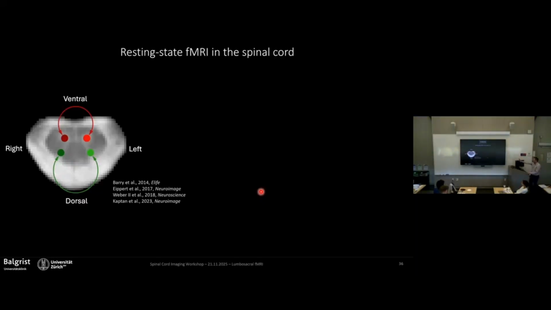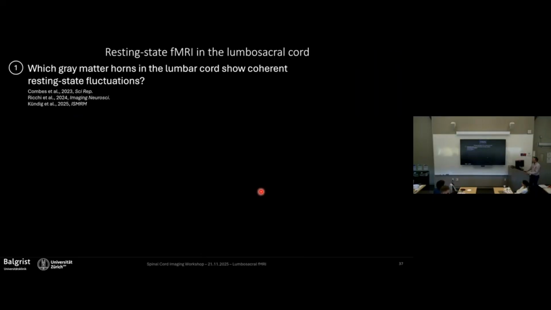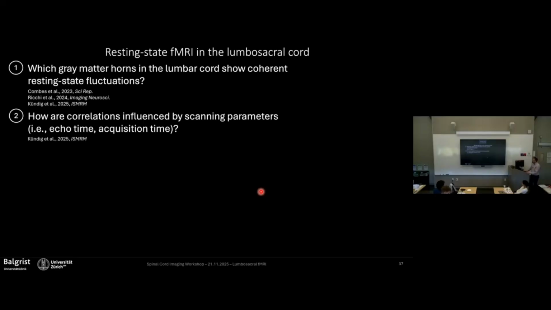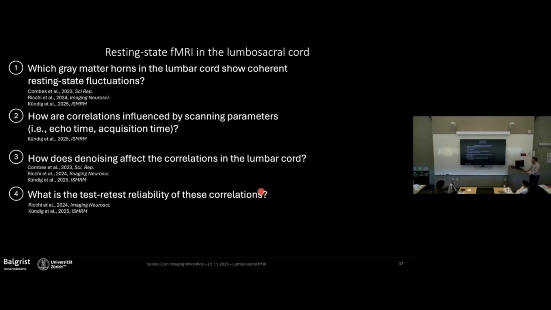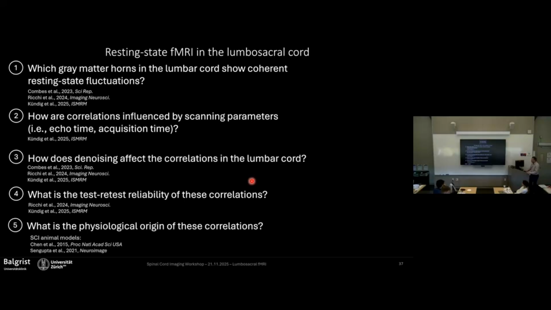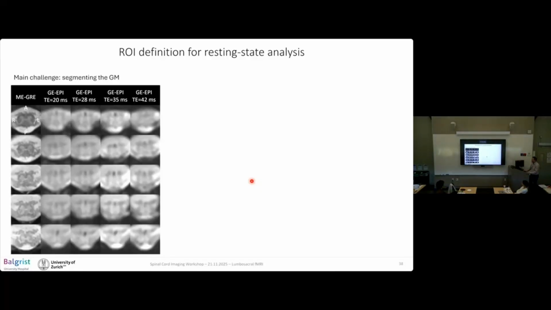So I think I'm just going to go through very quickly the resting state results in the spinal cord. There are a few studies. I'm aware of 3 studies that investigated fMRI in the lumbosacral cord, and they investigated different aspects: which parts of the gray matter are correlating with each other, what's the effect of scanning parameters, what's the effect of denoising techniques, what's the test-retest reliability. But what no human study has investigated yet is the physiological origin of these correlations.